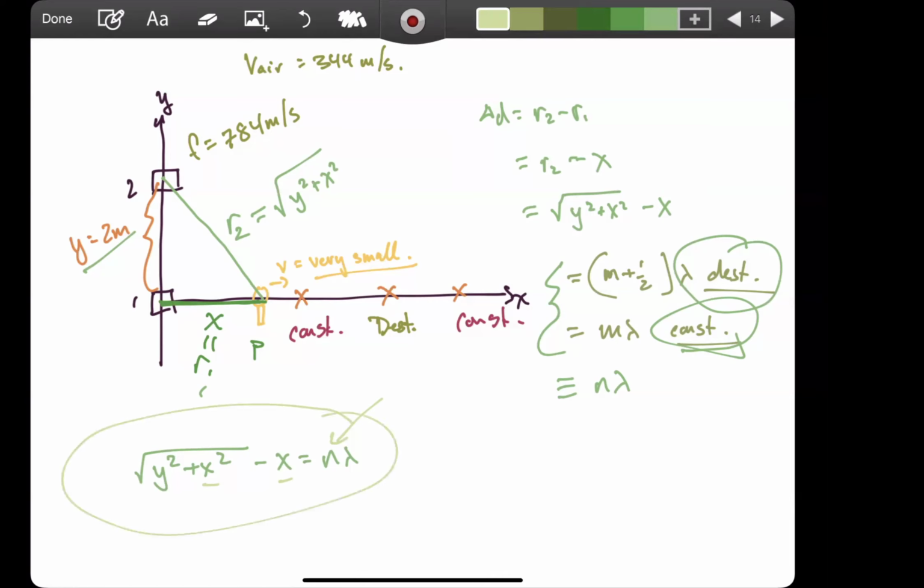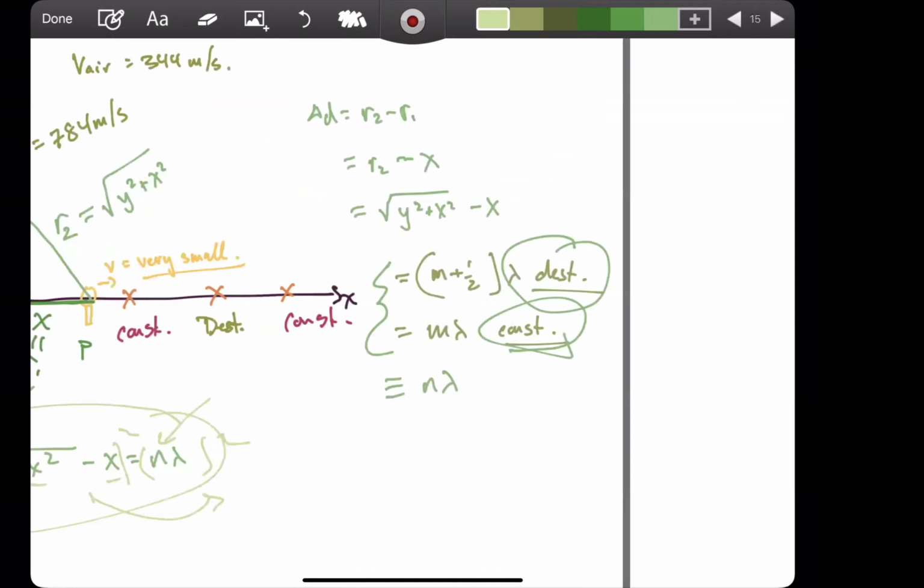First things first, we notice that we have a square root on the left-hand side. The most natural way to get rid of a square root, of course, is squaring. But if I square in this form, the problem is we're going to get a cross term, which is still a square root, so we don't want to do that. First, we're going to bring this x to the other side. So let's add the x term. We get the square root of x squared plus y squared equal to n times lambda plus x.